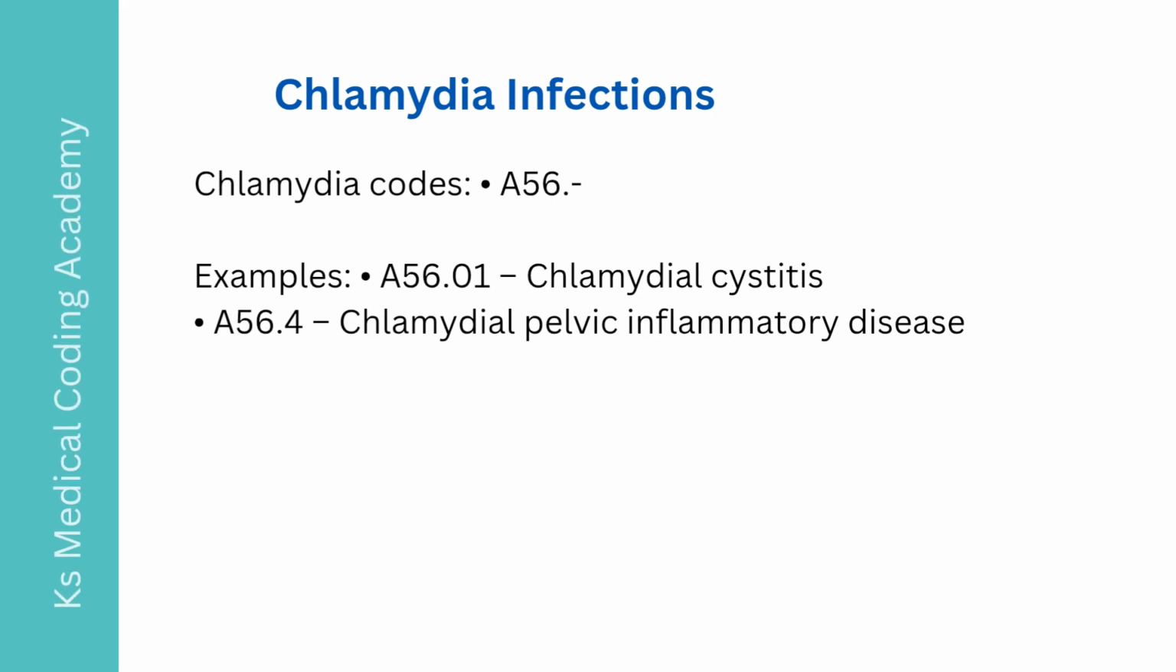Chlamydia infections. Chlamydia infections are coded from category A56. Examples include A56.01 for chlamydial cystitis and A56.4 for chlamydial pelvic inflammatory disease.